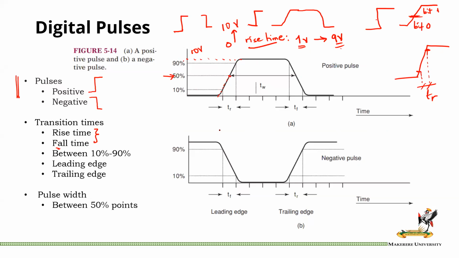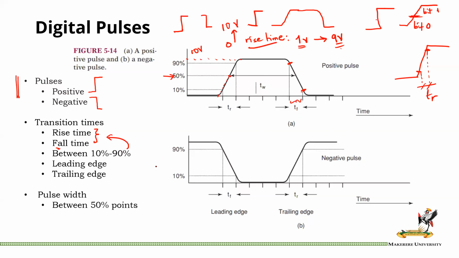And the fall time is essentially the same. It is the time it takes the signal to fall from 90% to 10% of the maximum pulse voltage, which in this case starts from here up to 10% there. That is your fall time. Okay, so I've talked about this, this, and this. Yeah, this contains that.